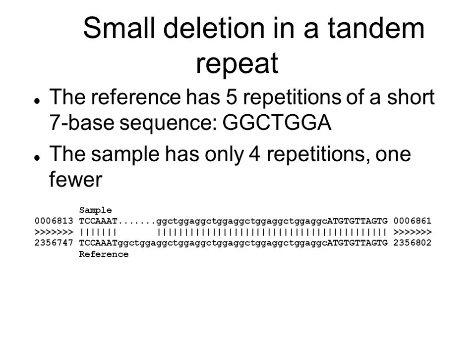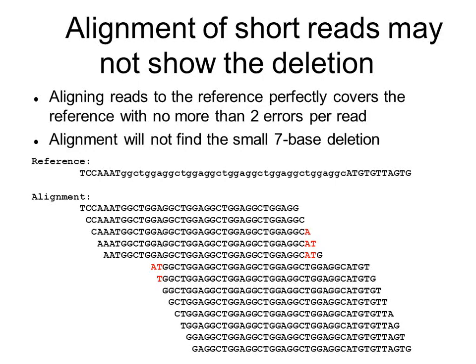So this is an example where imagine you have a reference that has 5 repetitions of a short 7-base sequence, okay? And then your sample has only 4 repetitions, that's 1 fewer. So in other words, let's say your sample happens to have a deletion of one of the repetitions. That may be clinically significant. So how are you going to deal with this or detect this particular variant? Well, one big issue, and this is the problem that you pointed out, is that alignment of just short reads alone may not show that deletion.